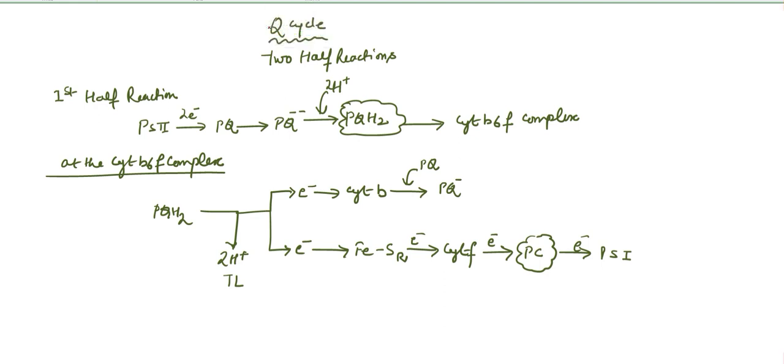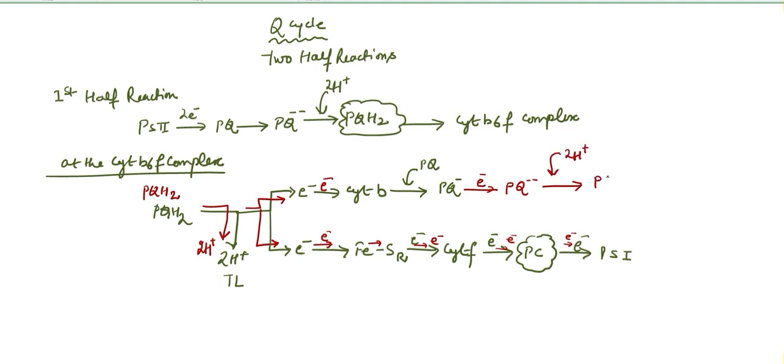So in the second half reaction, another PQH2 is taken from the plastoquinone pool, and similarly it releases two protons, bifurcates traveling of electron, similarly moves electron up to photosystem 1. Now the second half reaction, electron is accepted by PQ minus and it becomes PQ double minus. At this point of time it receives two protons from stroma and it becomes PQH2.